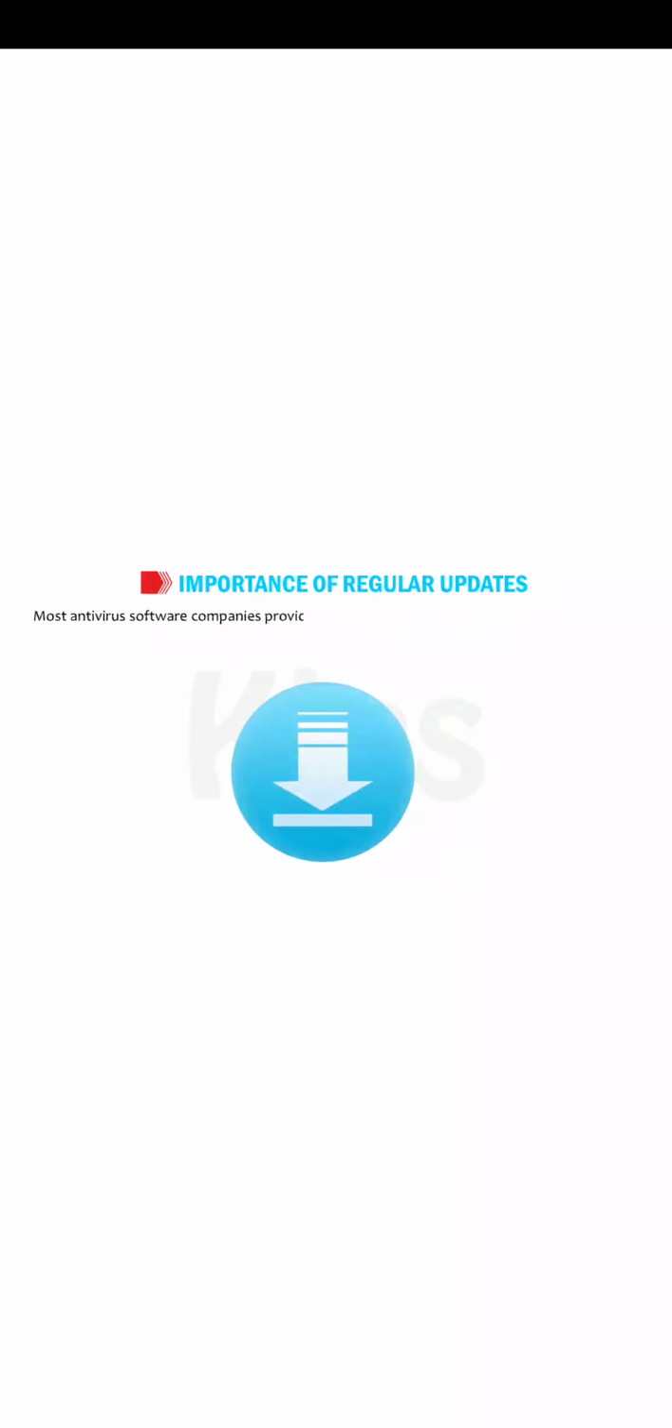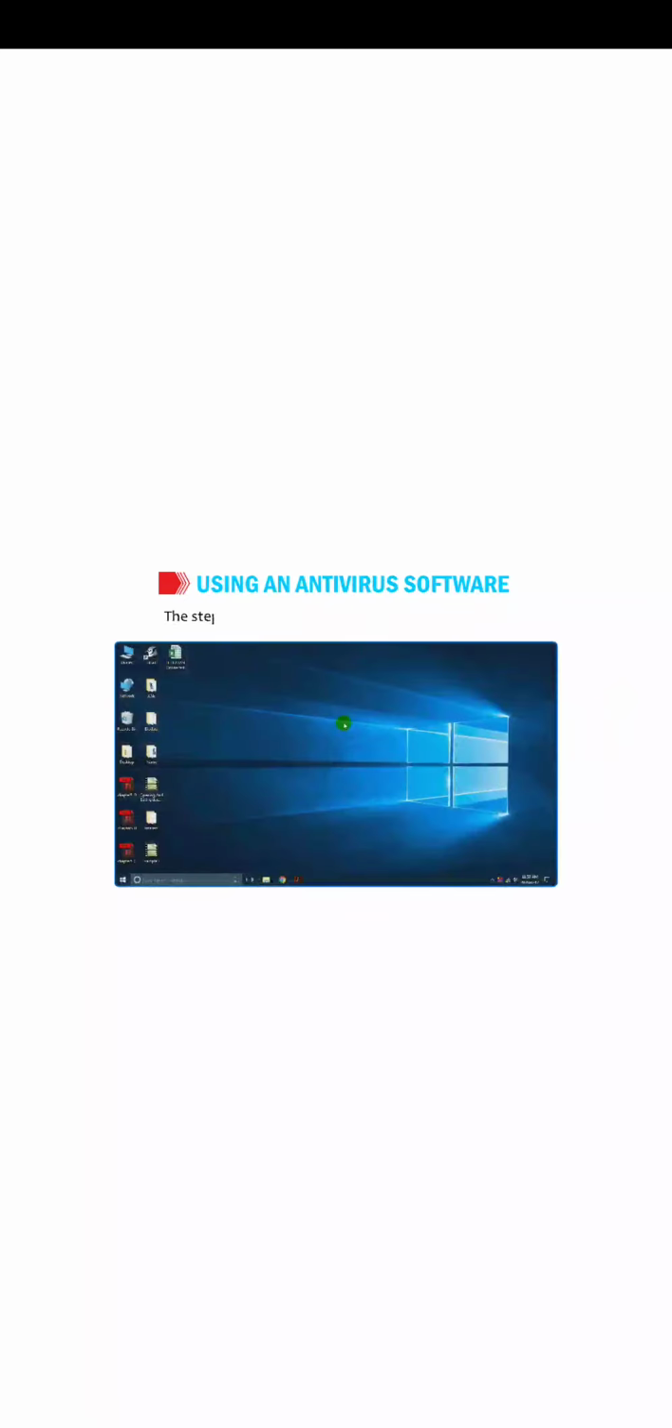Let me explain to you how to use an antivirus software. We are using the AVG antivirus software here. Likewise, you can use any other antivirus like Norton Antivirus, QuickHeal, McAfee, etc., whichever is loaded on your system. The steps to use antivirus software are as follows.